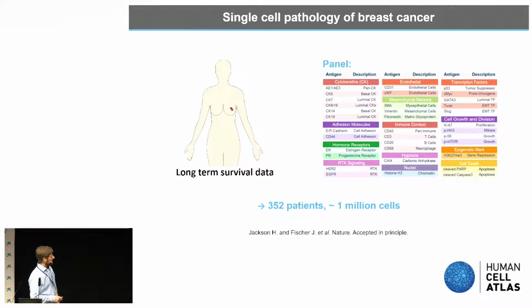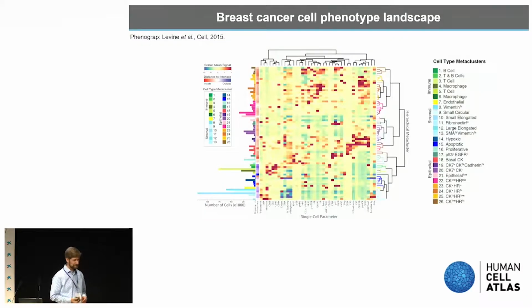So here in one study, we analyzed 352 breast cancer patients for which we had long-term survival data. Over here is the antibody panel that we analyzed with different cytokeratins, hormone receptors, immune context. We had cell growth markers, markers of epigenetic marks, cell death, and so on and so forth. And we imaged those across all of these patients.